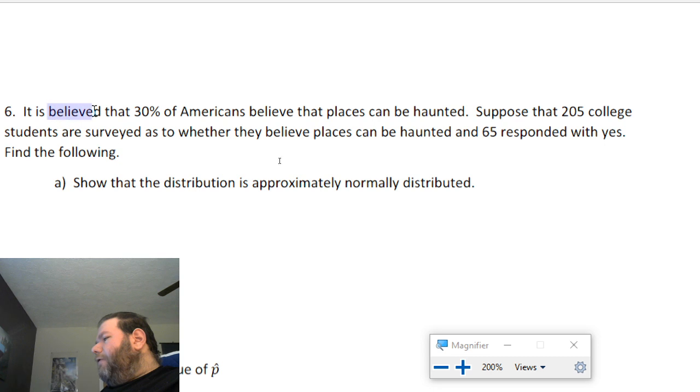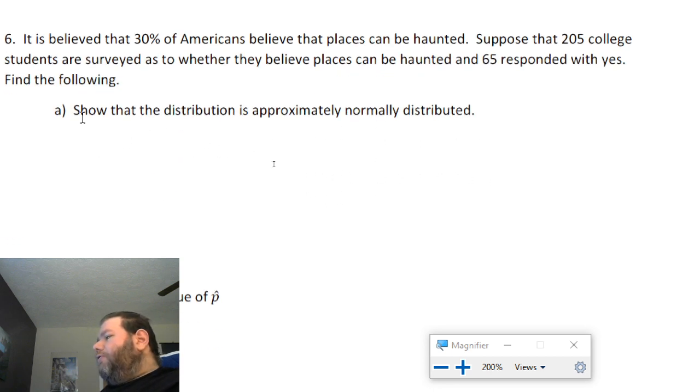I didn't phrase that as best as I could. Anyway, but this is our p-value, our population proportion, and then we can use these two numbers here, 65 and 205. We can calculate p-hat based on that. And then I lead you through all the steps, show the distribution is approximately normally distributed. What I've decided is that I'm not going to have you check the other condition, that n is less than or equal to 0.05 capital N. We'll be okay with that.